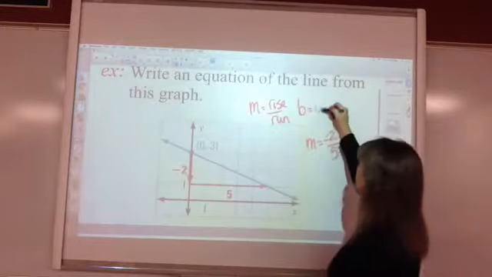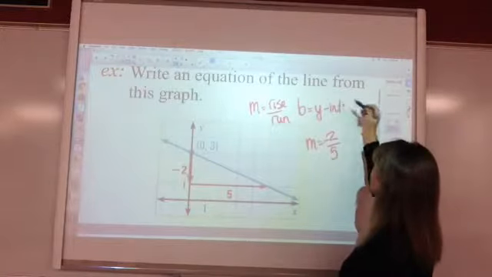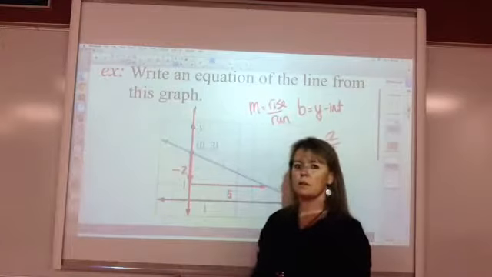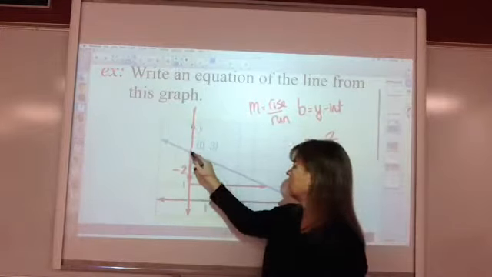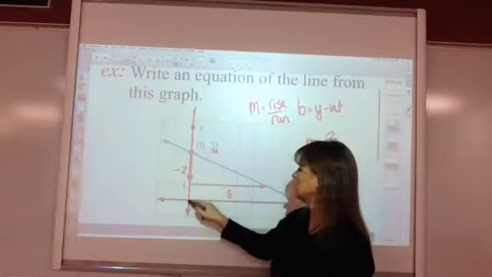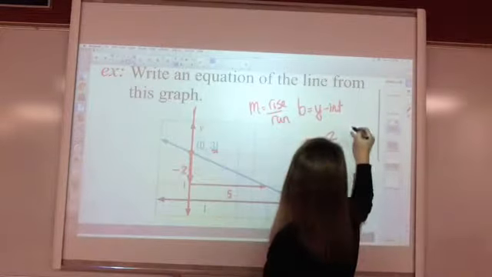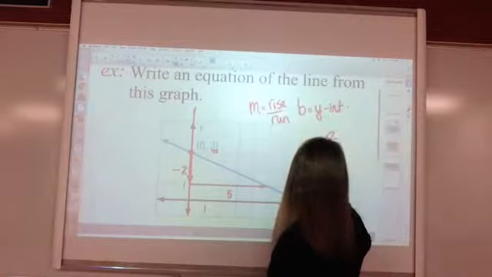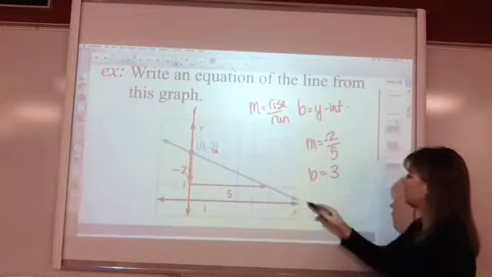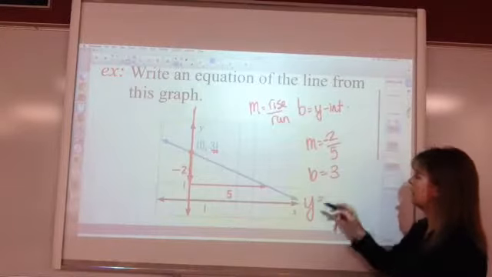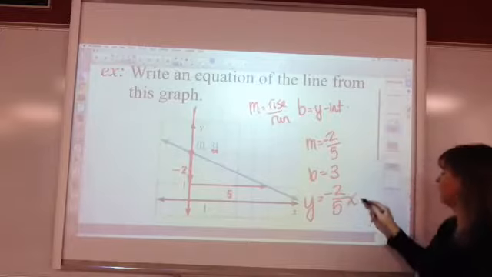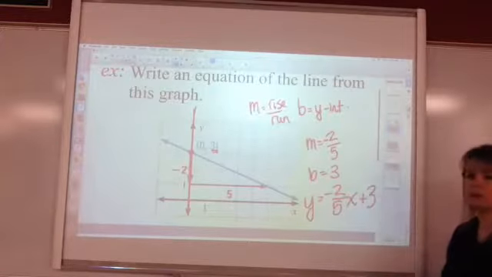Your b is a y-intercept. Y-intercept is on the y-axis. And where is this point on the y-axis? Right there, at 3. You can either count 3 or see it as 3. 1, 2, 3. B equals 3. Put it all together, because it does say write an equation of the line. You get y equals -2/5 x plus 3.